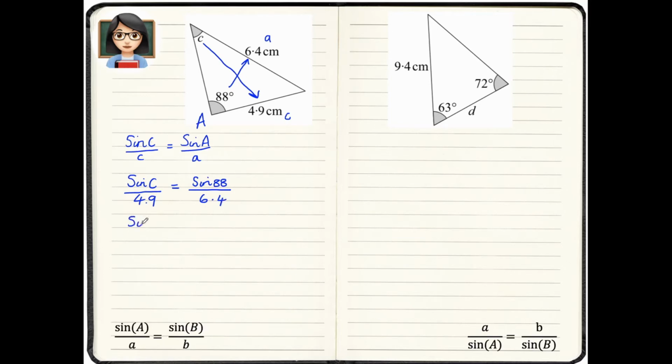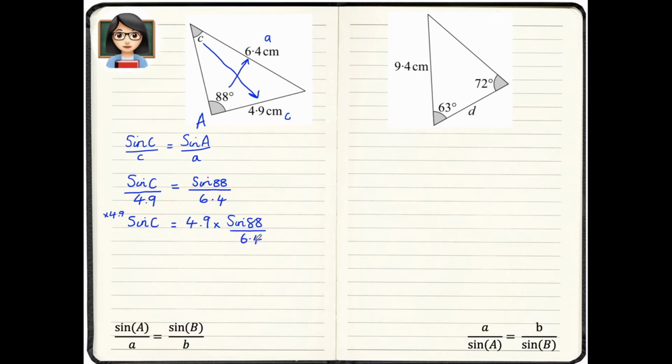So let's keep rearranging. I want to know what sine of C is equal to. Now in the line above it's divided by 4.9, so I'm going to have to multiply by 4.9 to bring that over to the other side. So I've got 4.9 multiplied by sine of 88 over 6.4.